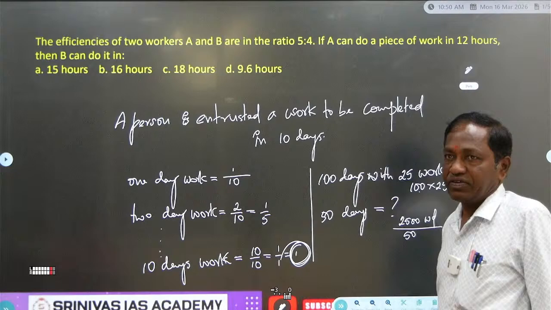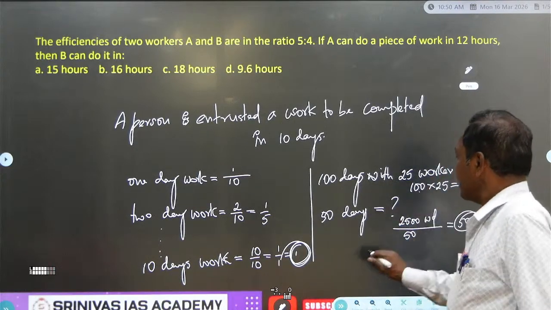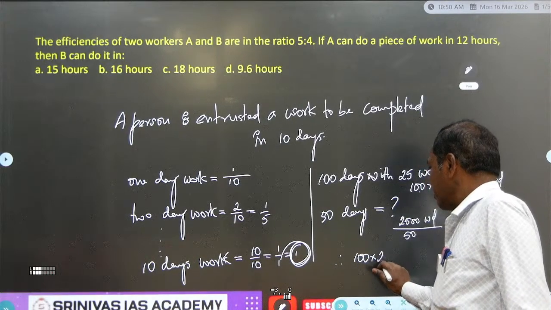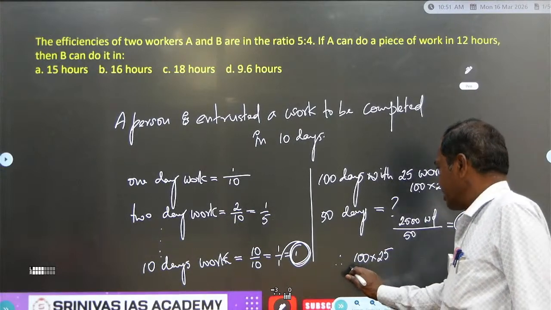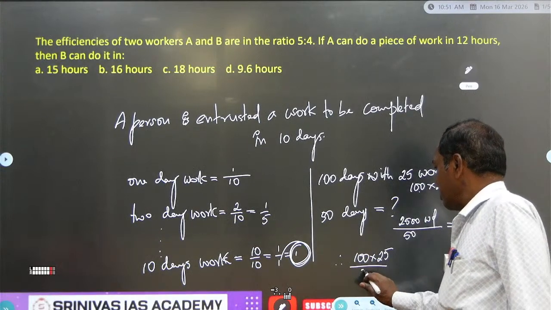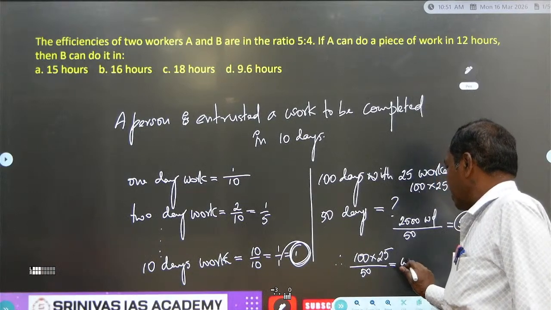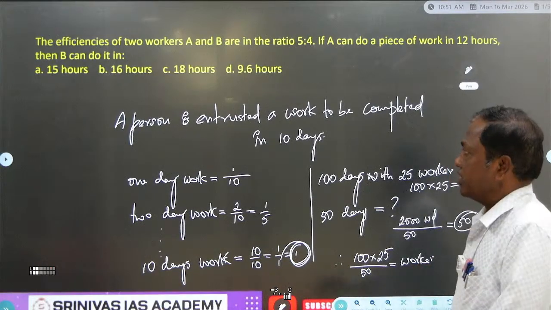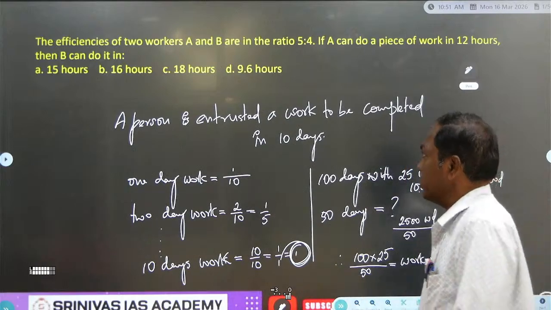This is another thing, efficiency. Here you can take 100 into 25. You need not multiply the value separately. Given that the work has to be completed in 50 days, you will get the number of workers. Now, when it comes to efficiency, we will see what can be done for this.